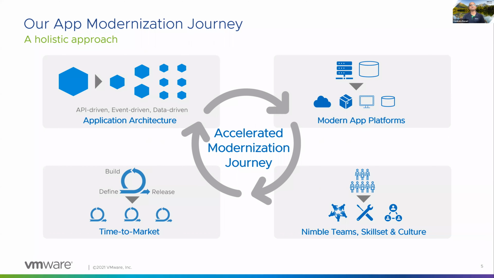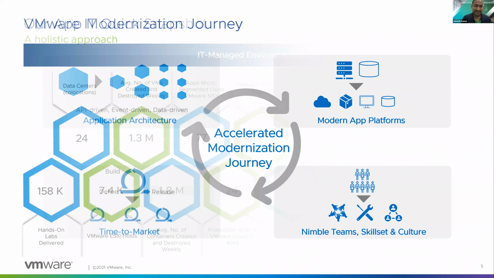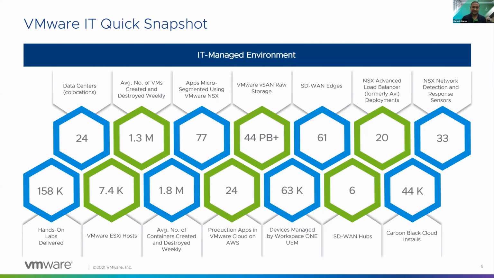We can take over. Thanks a lot, Venkta. Nicely articulated and summarized, right? So as Venkta said, we are a billion-dollar company, and how does a billion-dollar company footprint look? You can see it. The numbers speak for themselves, right? My God, 44 petabytes of data, 7.4K ESXi hosts and 1.3 million VMs created weekly. That's a lot to digest, right?